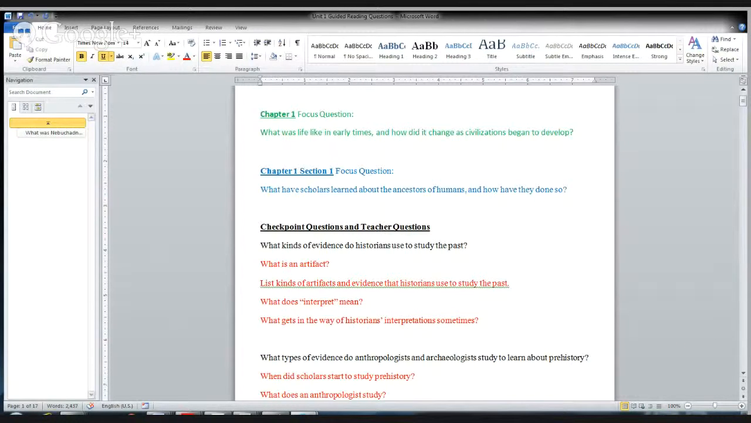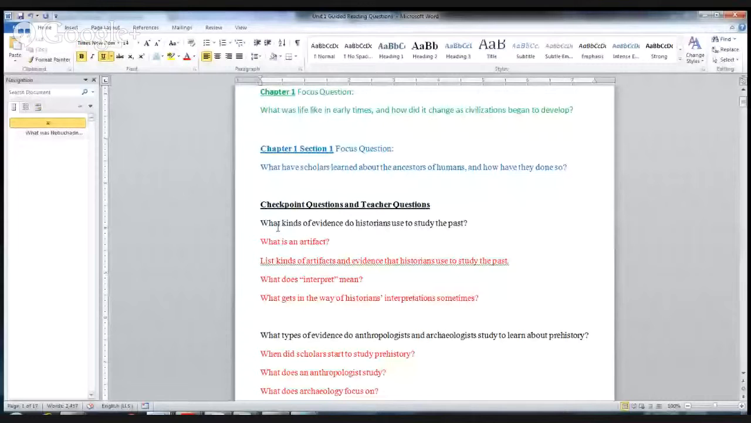Here are the questions for Chapter 1, Section 1 that will help you read a little bit more deeply and understand a little bit more. The questions that are green and blue on the screen are taken right out of the text, and the questions in red are ones I've written that I think will help you build that deeper meaning. Let me get that back up there so you're not looking at me.